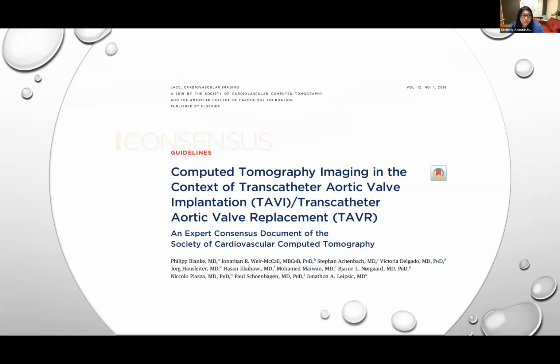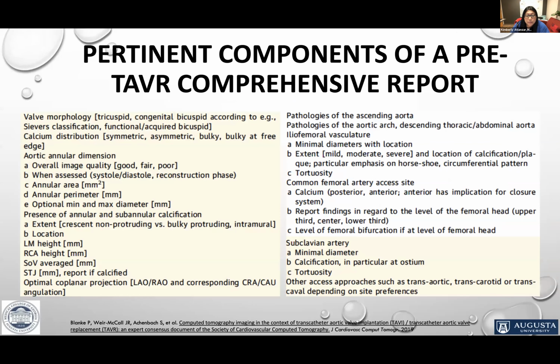In 2012, the first expert consensus statement on the use of CT for pre-TAVR planning was put out by the Society of Cardiovascular Computed Tomography. And in 2019, they updated their expert consensus document guidelines on how to use CT imaging in pre-TAVR planning. The pertinent components provided on a comprehensive report are everything that I've stated earlier, which includes your valve morphology, your calcium distribution, and obviously your aortic annular dimensions. It should provide the annular area sizing and your annular perimeter sizing.